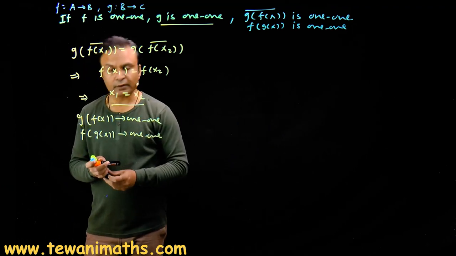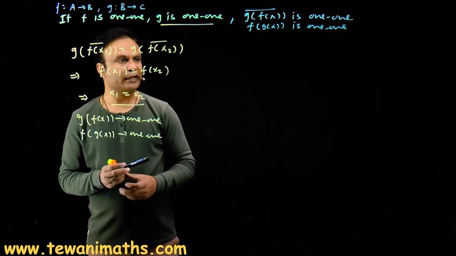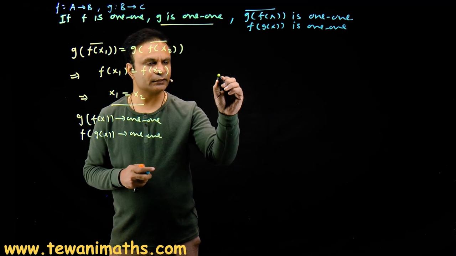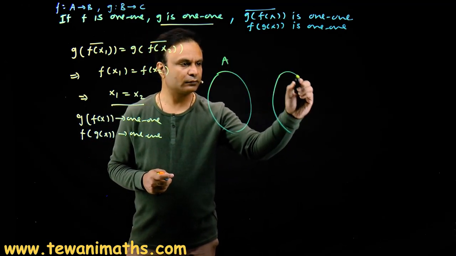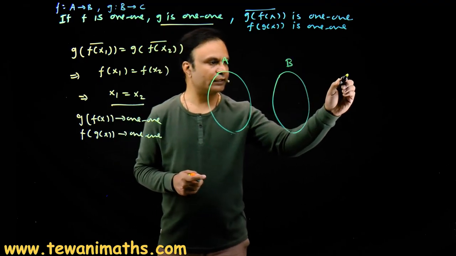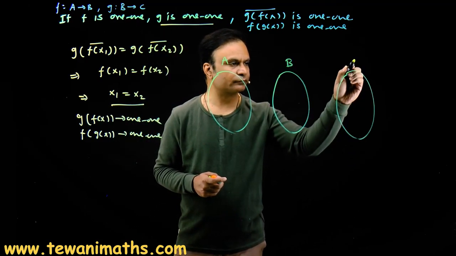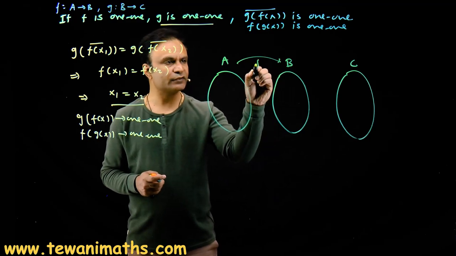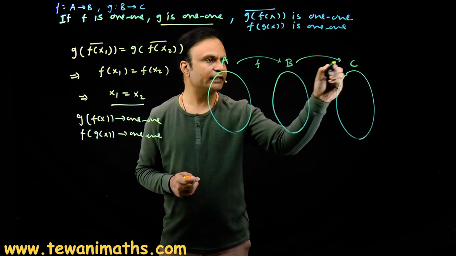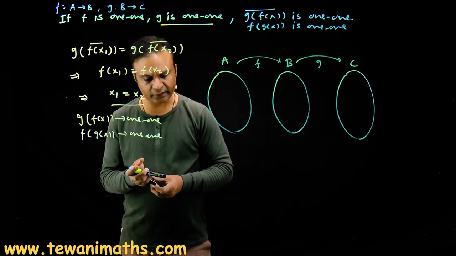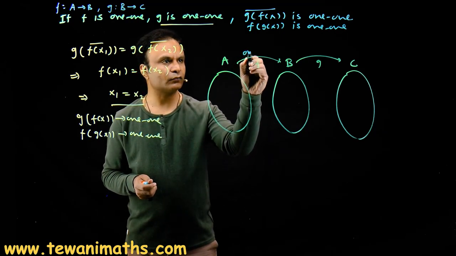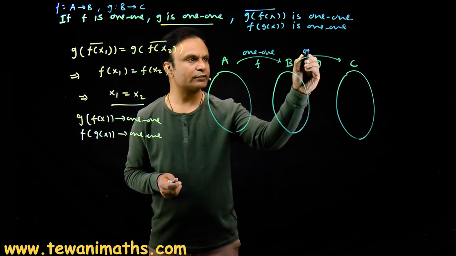Let's see this in the mappings. Hum diagram draw kar lete hain mappings ka. This is set A. This is set B. And this is set C. Function f is from set A to B. Function g is from set B to C. Now it is given that both these functions are 1-1, injective functions.